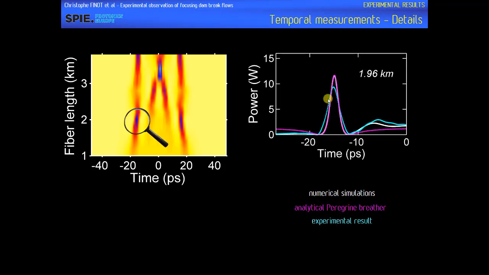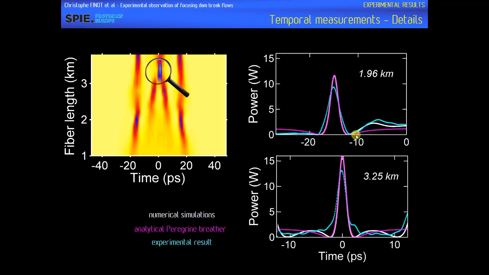We can have a closer look at what happens at the point of maximum compression here. Once again, the experimental results in blue are clearly reproduced by the numerical simulation in white, and they are in agreement with the analytical Peregrine breather shape. It is also true at the point of collision between the nonlinear structures.